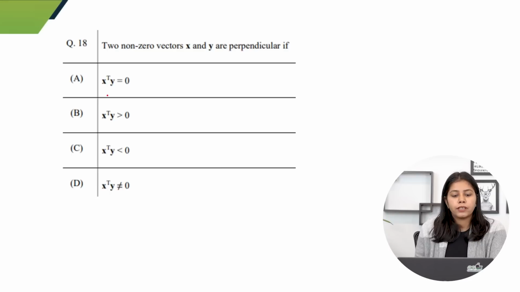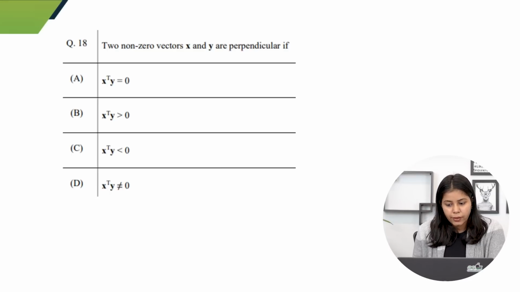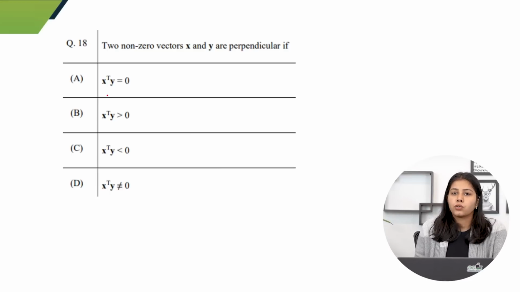The next question we have is, two non-zero vectors x and y are perpendicular if. So we know that they are perpendicular if x transpose y is 0. Either we can say perpendicular or orthogonal, anything. So option A is correct. This is the basic definition of perpendicular vectors.